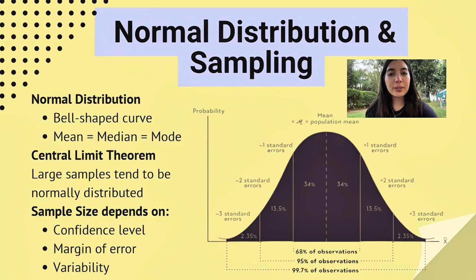Finally, the sample size depends on three main factors: the confidence level, which reflects how sure we want to be about the results; the margin of error, which shows the uncertainty we are willing to accept; and the variability of the data, meaning how spread out the data is. In conclusion, understanding the normal distribution and sampling helps us analyze data more accurately and make better decisions based on statistical evidence.